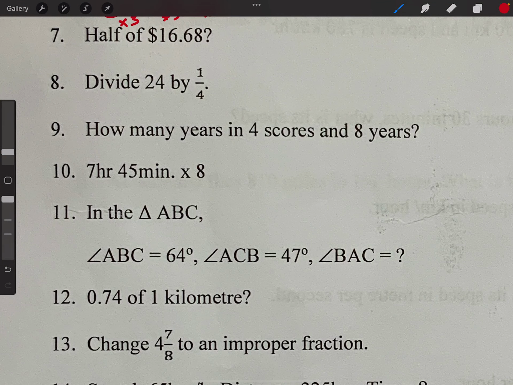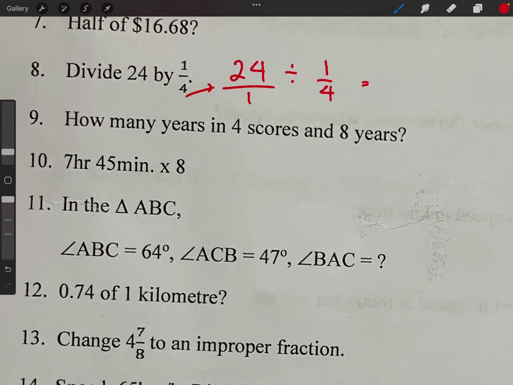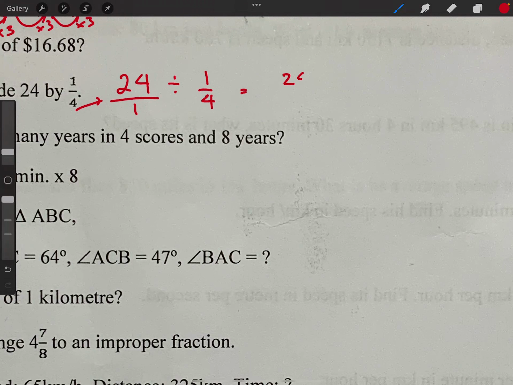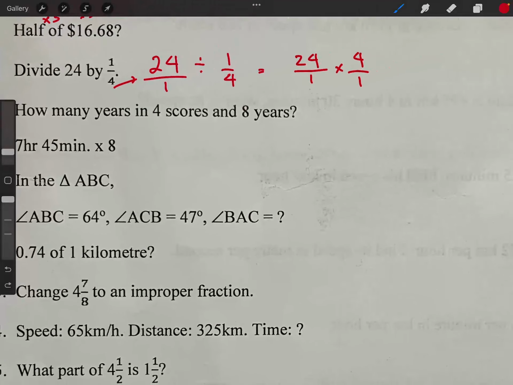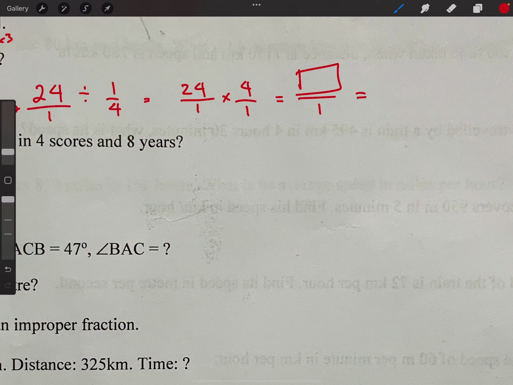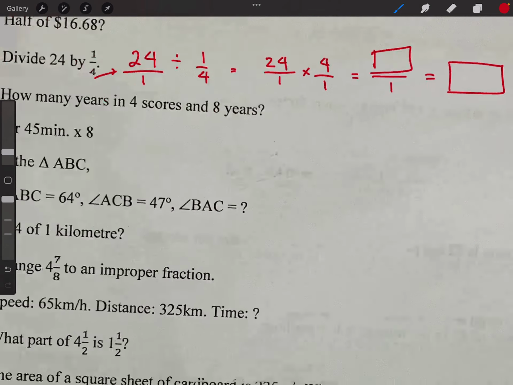Question 8, divide 24 by 1/4. Now remember, 24 is a whole number, so 24 over 1, so that means we can rewrite this as 24 over 1 times 4 over 1, because when you divide, you flip this and you turn this one into a times. Alright, and you can work out what that is. Whatever number, this is a whole number, so that's just a number there.